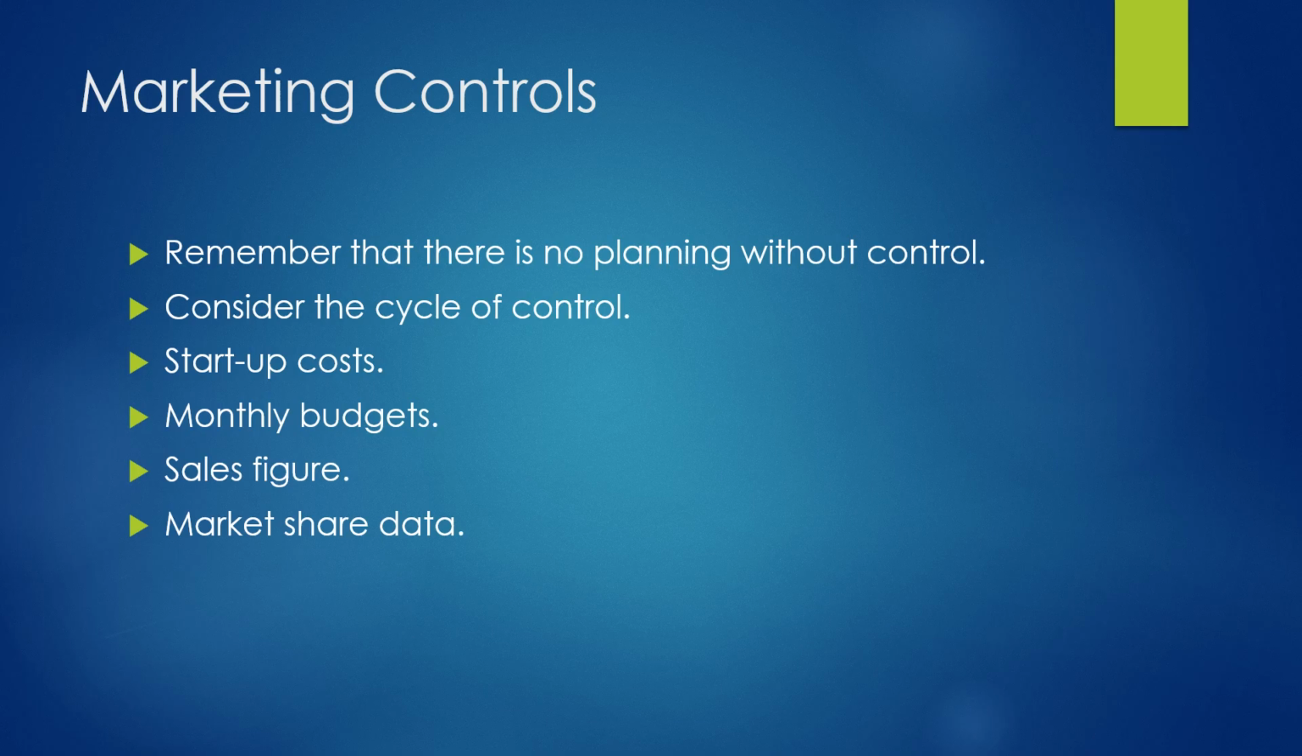There is a relationship between planning and control. If you have a good plan or good strategy, we need to make sure that these strategies have been implemented properly. Using the cycle of control means that we need to set the standards, which are the objectives in our plans. Then we have to measure actual performance and compare it with the standards. Then if there are some deviations, we have to correct them by corrective actions. And we have to have figures like sales figures, budgets, market share data, startup costs. This will help us to implement control properly.